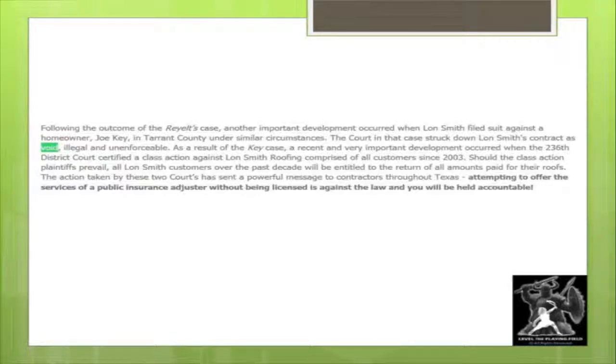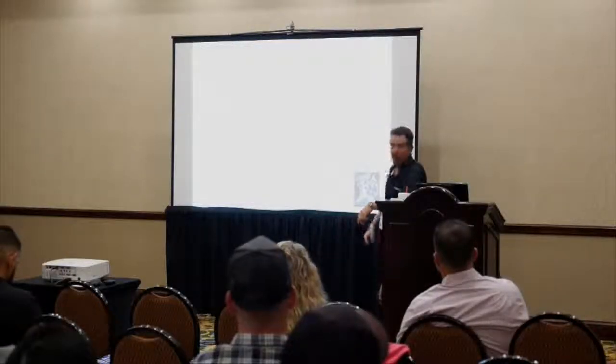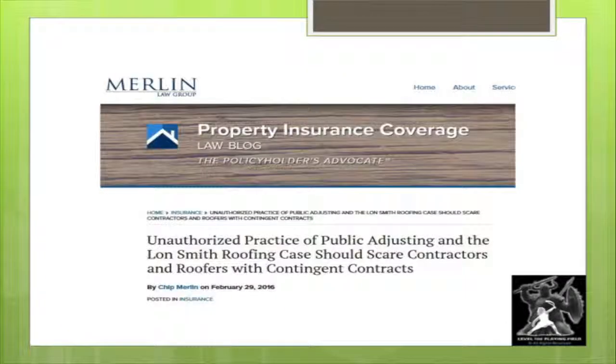Following the outcome of the Realty's case, another important development occurred when Lawn Smith filed a lawsuit against the homeowner Joe Key, a separate lawsuit in Tarrant County under similar circumstances. The court in that case struck down Lawn Smith's contract as void, illegal, and unenforceable also. Anybody heard of Merlin Law? They help a lot of the consumers with their insurance fights, all right?